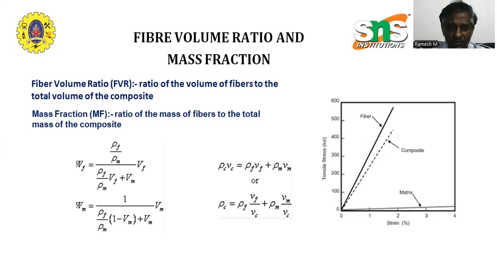Then what is the importance of fiber volume ratio, mass fraction, and elastic constants in composite materials? This also has to be focused on. They are very critical in designing and optimizing composite structures, and they affect the mechanical performance, weight, and cost of the composite materials also. They are used in various industries such as aerospace, automotive, and the energy sectors also.